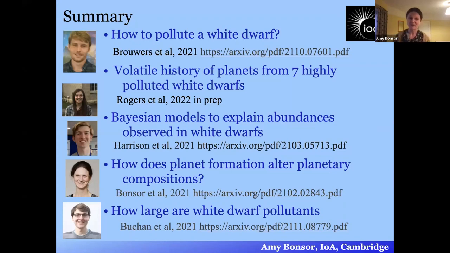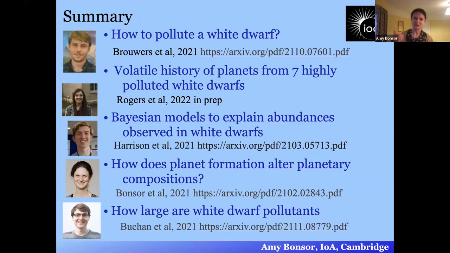I'm going to start out by talking about how we get planetary material in the atmosphere of white dwarfs and some recent insights from Mark Browers. I'm then going to talk about some new examples of white dwarfs where we can see really interesting and exciting abundances of planetary materials. And then I'm going to talk about John Harrison's work that attempts to explain these abundances using Bayesian models.